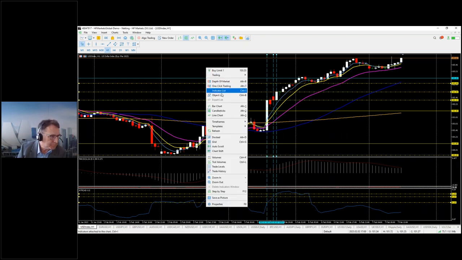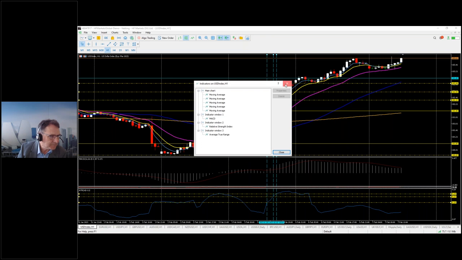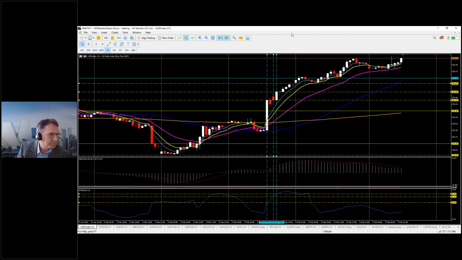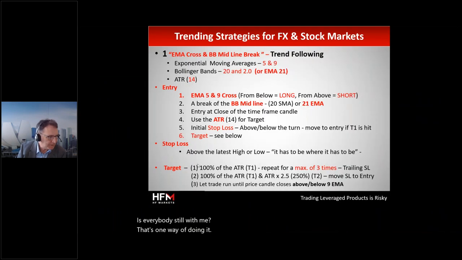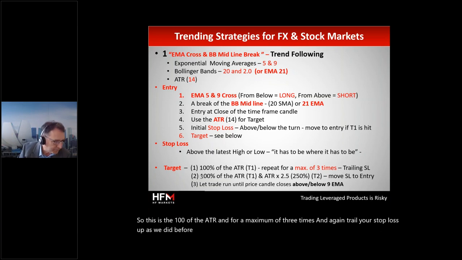Okay. Is everybody still with me? That's one way of doing it. Okay, so this is the 100% of the ATR for a maximum of three times. And again, trail your stop loss up as we did before. The second way of doing it is to split your target.